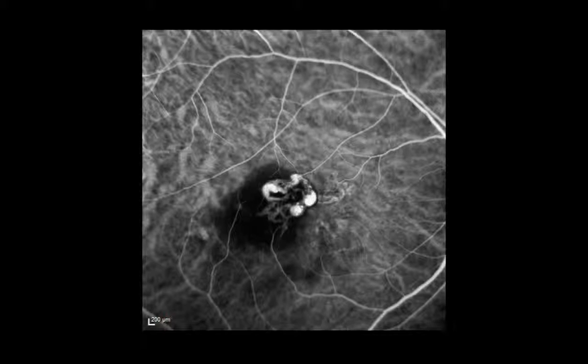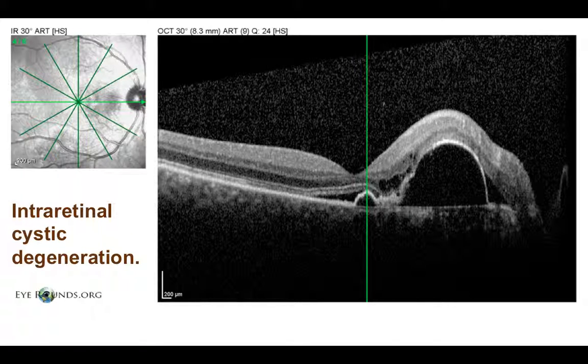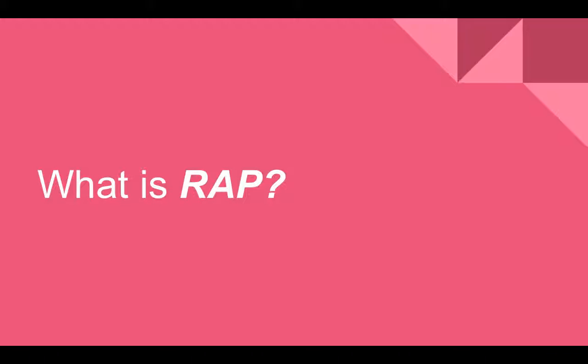This is taken with ICG, the indocyanine green, which gets the deeper choroidal vessels as opposed to fluorescein, which shows the more superficial choroidal vessels. This is a good example of the intraretinal cyst degeneration, so you can see a lovely PED there, a set of PEDs, and also you can see some intraretinal fluid appearing. Good Heidelberg image there. So what is RAP?